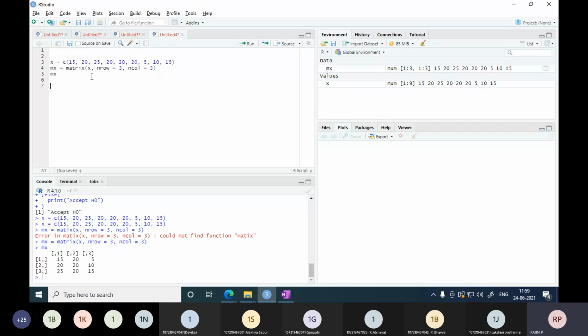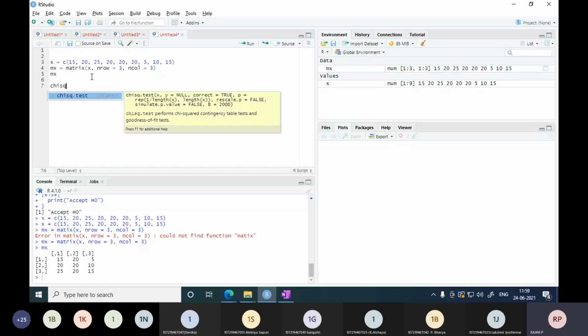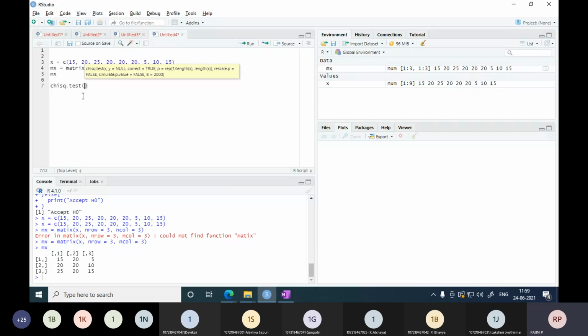Very simple. Now you need to do the chi-square test for the independence of attributes, right? So write chisq.test. Press that. Okay, chisq.test. In this one, it is asking x, y, and so on. These are all used for different things. Don't worry about them. We just go for this chi-square test function.